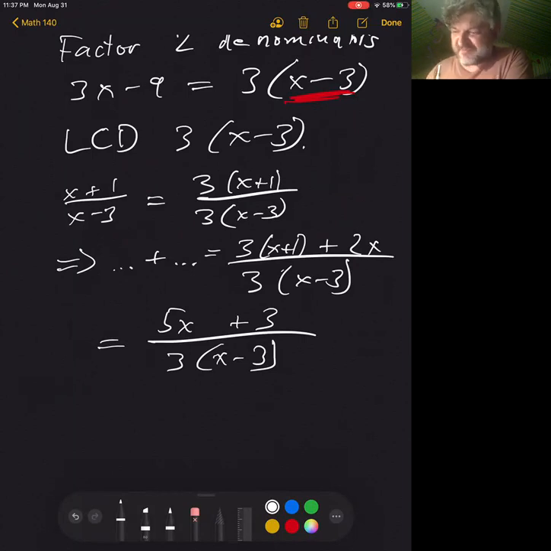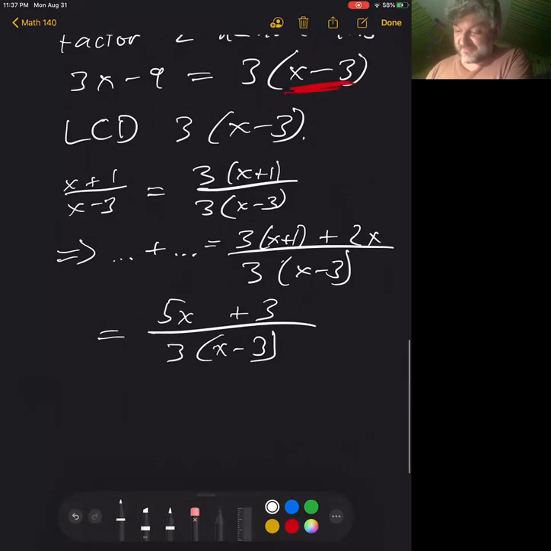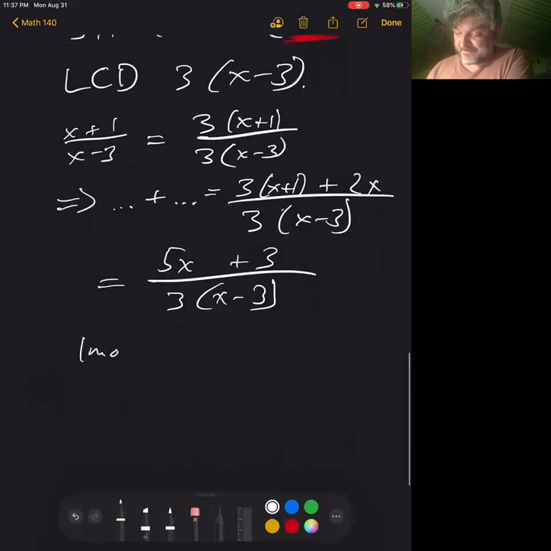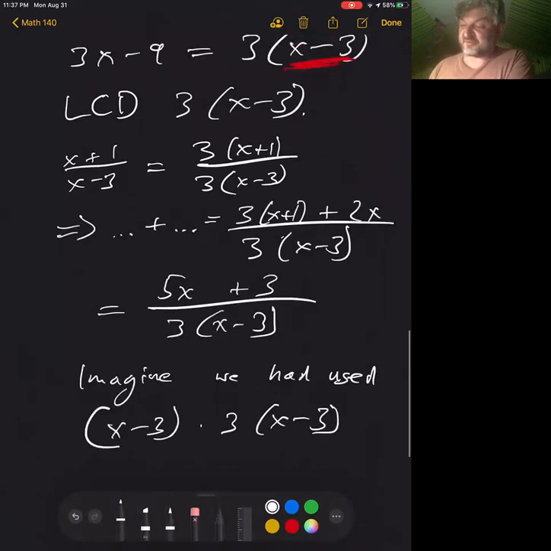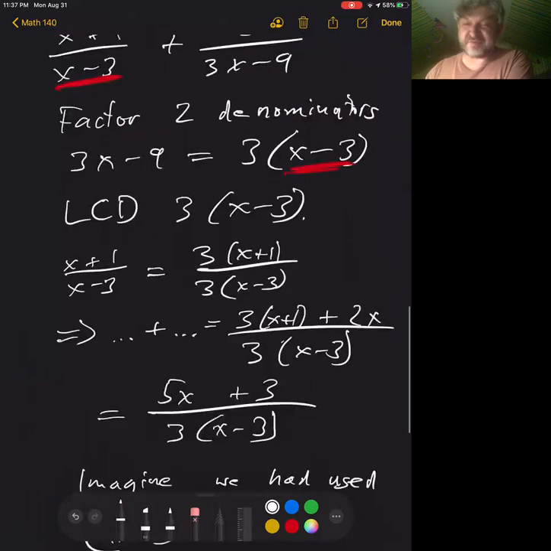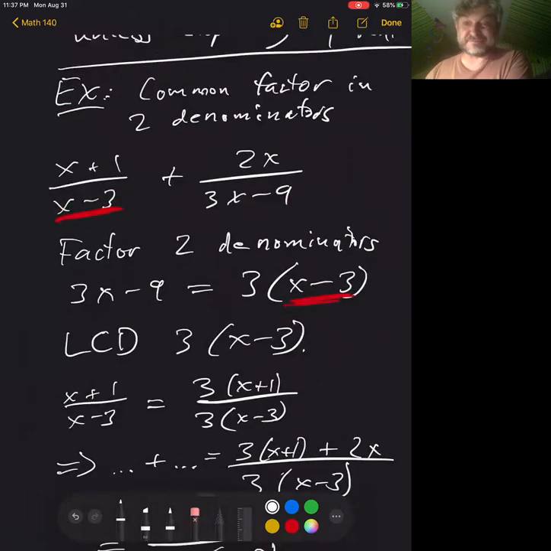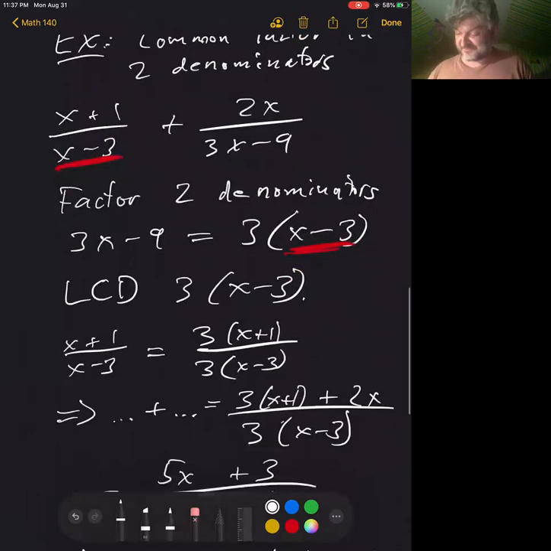But imagine we had done a common denominator of x minus 3 times 3 times x minus 3. So we would have had to work on the second one and multiply that by x minus 3, top and bottom. It would have made our life so much more complicated. Okay, don't do it.